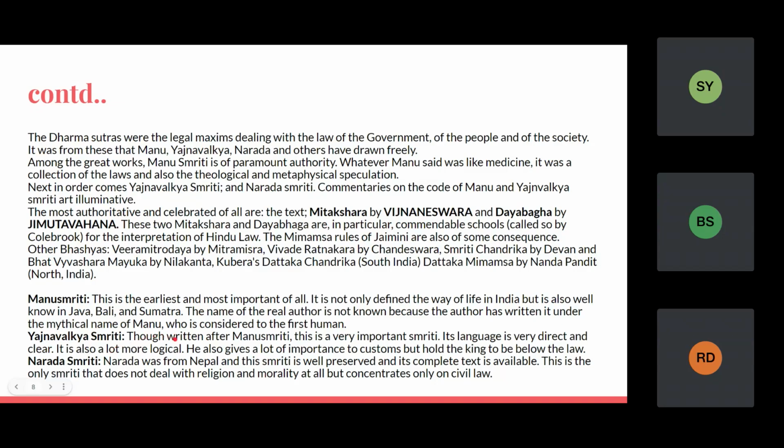Yajnavalkya Smriti, though written after Manusmriti, is a very important Smriti because its language is very direct and clear. It is also a lot more logical. It gives a lot of importance to customs, but holds the king to be below the law. Even in today's world, we see that only the law is at the highest position and everything else is below it. That concept is taken from Yajnavalkya Smriti. Then there is Narada Smriti. Narada was a sage from Nepal, and this Smriti is well preserved and its complete text is available. This is the only Smriti that does not deal with religion and morality at all, but concentrates only on civil law. Civil law is to do with civil aspects, such as property.